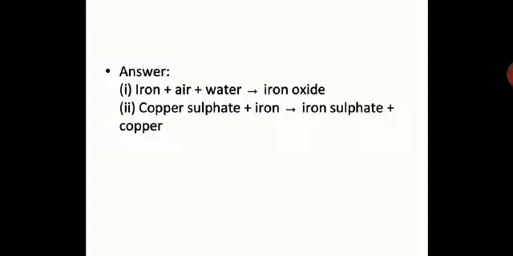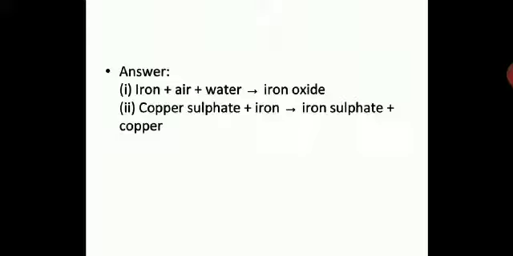Now, first one, you have iron plus air plus water giving you iron oxide. This is rusting, which you have already done. You know iron is attacked by the atmospheric oxygen and water vapor. So when you write iron plus air, that means iron plus oxygen plus water gives you iron oxide. That is oxidation of iron, and this process is rusting. What happens when iron is attacked by oxygen and water? You get iron oxide. So this is the word equation. You have picked up words from the box and you got this word equation.